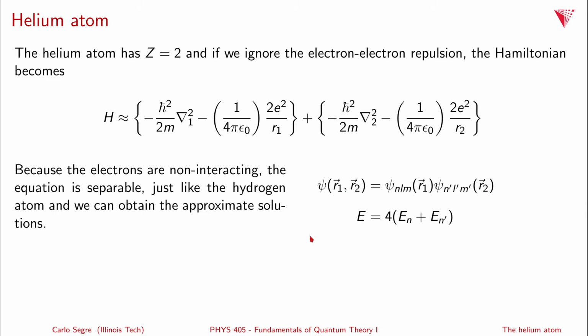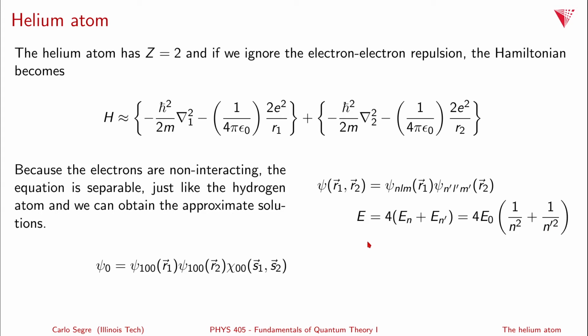The total energy is going to be 4 times E sub n plus E sub n prime. And there's a 4 there because of this 2, that is Z is equal to 2. That's important because that makes the energy quite a bit higher because that potential well is deeper. The magnitude is much higher. And this is going to be equal to 4 E sub 0 times 1 over n squared plus 1 over n prime squared.